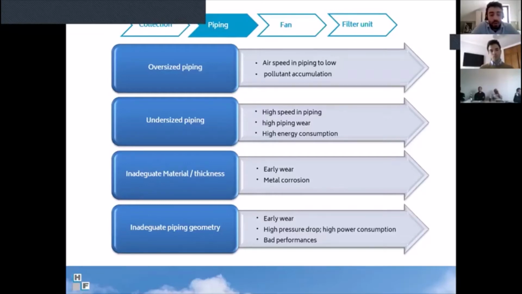If we choose the wrong material or the wrong thickness, we can go through metal corrosion in case of acid or critical pollutant, and we can risk damaging the piping. Again, if we don't choose the proper piping geometry, we can find a very high pressure drop. So this means very high power consumption, or on the other hand, bad performances, because we are not able to guarantee the performances of the plant.